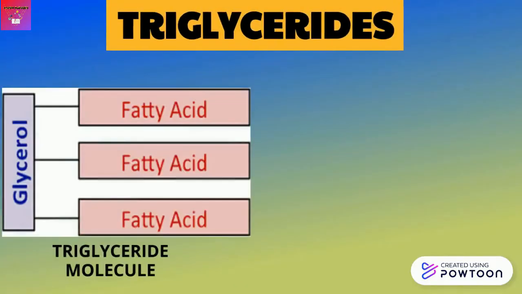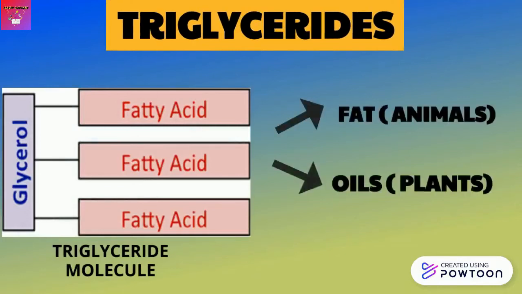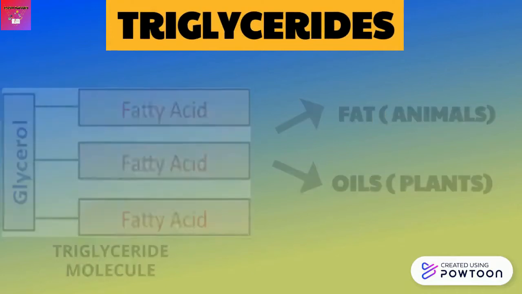Now, let's talk about our very first type of lipid molecule, which is triglycerides. As you can see in the picture on the left, a triglyceride molecule is made up of one glycerol and three fatty acid molecules. These triglycerides can be subdivided into fats, which originate from animals, and oils, which originate from plants. The difference between fats and oils can be seen in the fatty acid molecules of these two products.